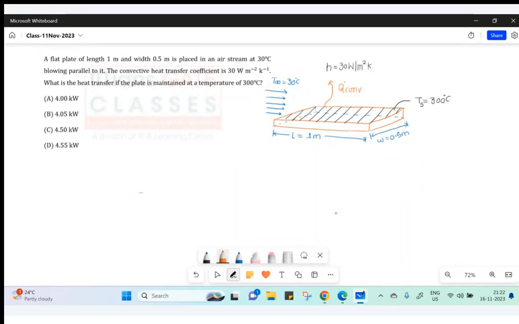Okay. How do you calculate convection heat transfer? Q dot convection. Use Newton's law of cooling. Simple. H, heat transfer coefficient, times surface area, multiplied by surface temperature minus T infinity. Okay. Note, here Ts is greater than T infinity. So Q dot convection is positive. That means heat is getting transferred from solid surface to fluid, or I should say hot solid surface to cold fluid.